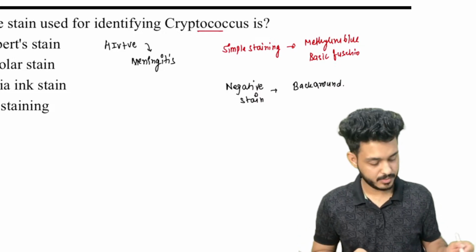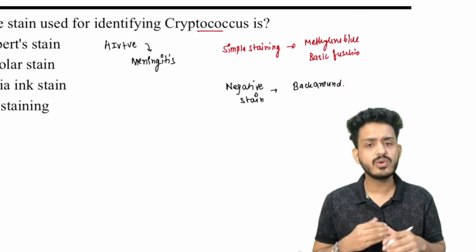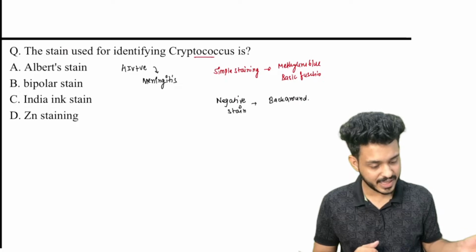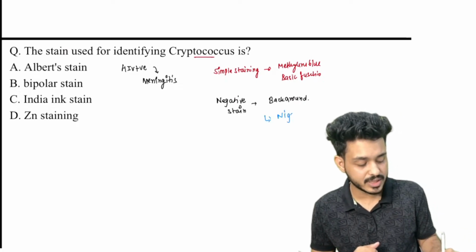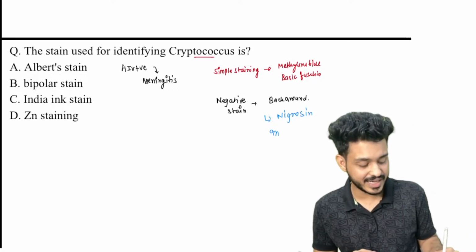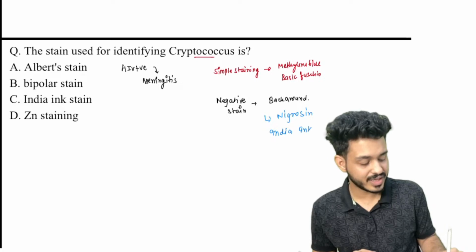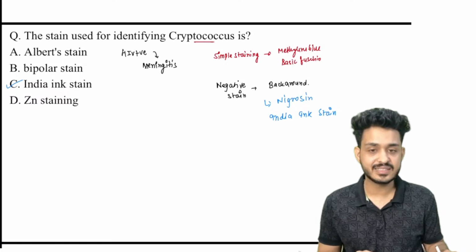Better? Perfect. Okay, so in negative stain, what we are doing is staining the background, and the bacteria will shine up, right? The examples you have to remember: one is nigrosin, and the second is this one, your India ink stain. So for Streptococcus, we are using India ink stain. Those who answered C are right.